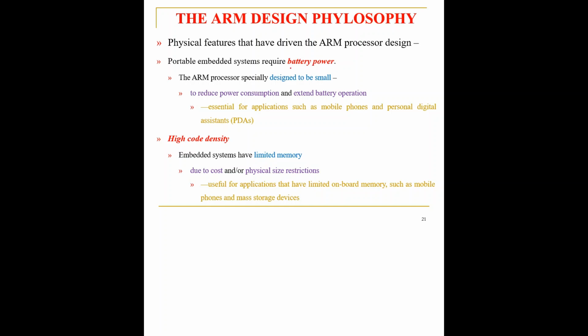Normally, a processor needs a power supply for its operation. If you speak about your mobile phone or any portable embedded system, everything requires its own power supply. Normally, the ARM processors are specially designed to be small. So embedded systems which use an ARM processor are normally designed small. When the processors are designed small, they tend to consume less power, thereby extending the life of the battery. So this is the first thing.